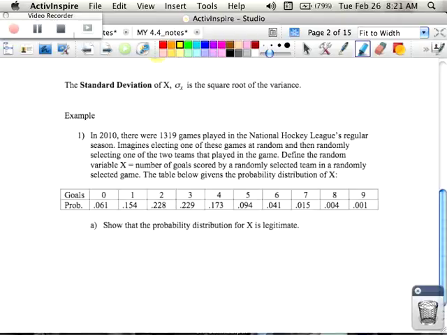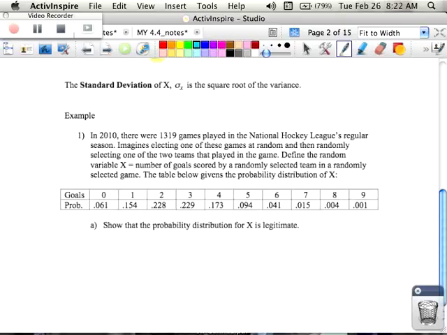In 2010, there were 1,319 games played in the Hockey League. Imagine selecting one of the games at random and picking one of the two teams that played in the game. Let's define the random variable as the number of goals scored by a team that's randomly selected in a randomly selected game. And this table is the probability distribution. First of all, we want to show that the distribution is legitimate.